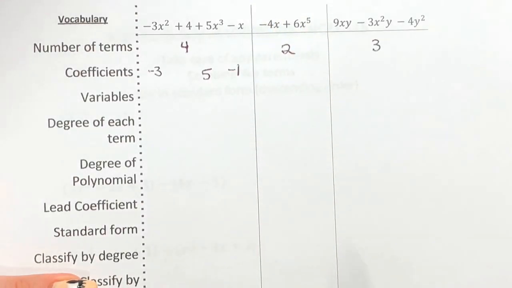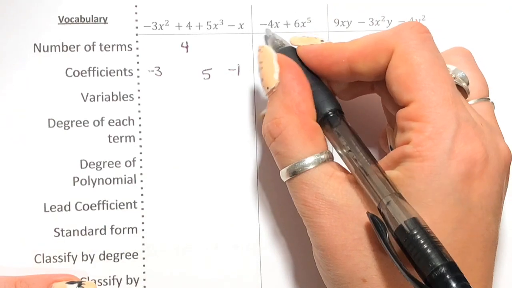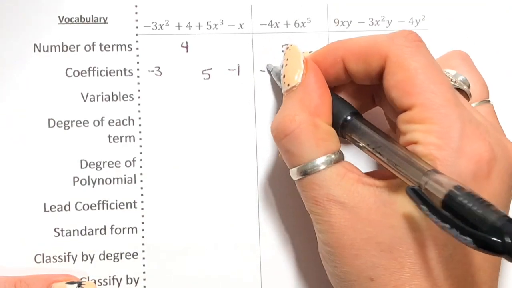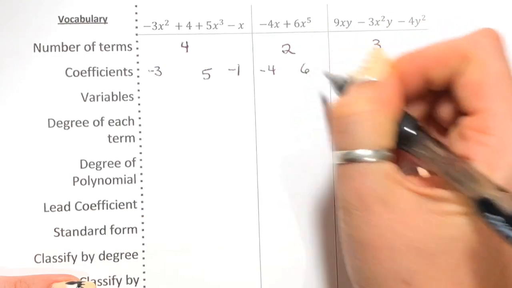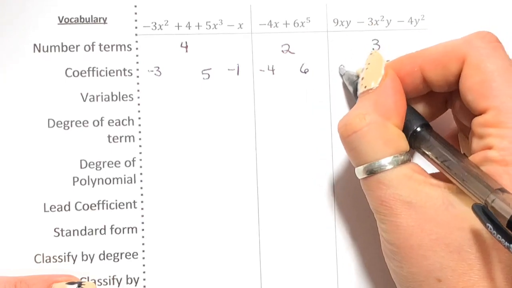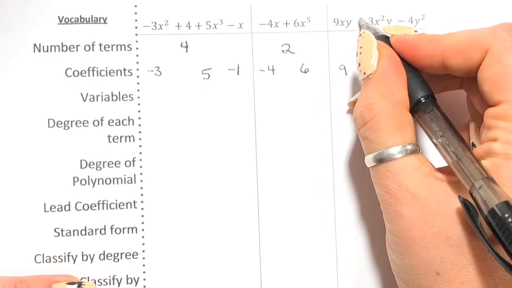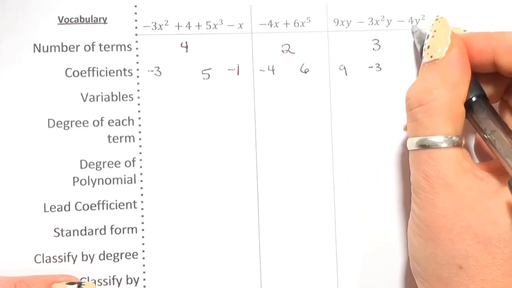And then moving on to the second one. For negative 4x, the coefficient would be negative 4. And for 6x to the fifth, the coefficient would be a 6. And then on this one, the coefficient would be a 9. On this one, it would be a negative 3. Make sure to bring the negative. And then on this one would be a negative 4.